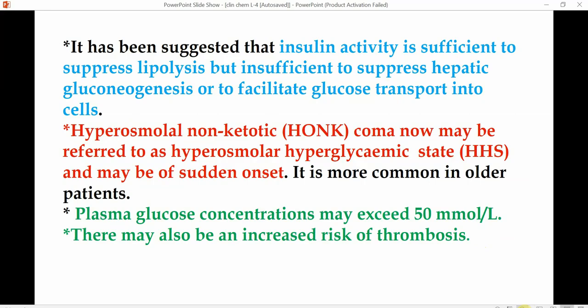In this condition we have a high elevation in plasma glucose level which may exceed 50 millimole per liter and reach very high levels of osmolality. And also this condition is associated with increased risk of thrombosis.